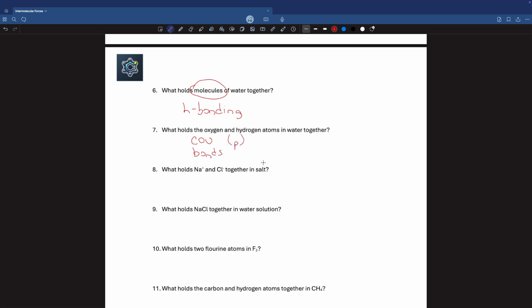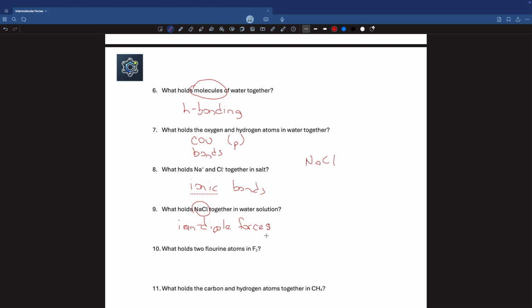What holds Na and Cl together in salt? Well, in salt, notice that this is like the previous question. You can draw NaCl, right? Table salt. And that's an ionic bond. So ionic bonds hold Na and Cl together. But what about NaCl in a solution, right? These actual molecules are being held together by your ion-dipole forces. So ion-ion forces or ion-dipole forces. You can even call them electrostatic forces. There's many names to it, but ion-dipole forces.